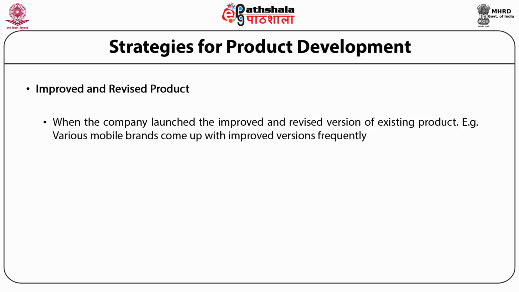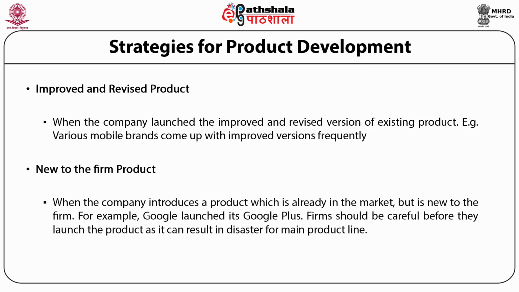The fourth strategic option is to come up with new to the firm product. So when the company introduces a product which is already in the market, but it is new to the firm, that is called as new to the firm product. For example, Google launched its Google Plus. There's a point of caution here that the firm should be careful before launching the product, as it can result in a disaster for the main product line.